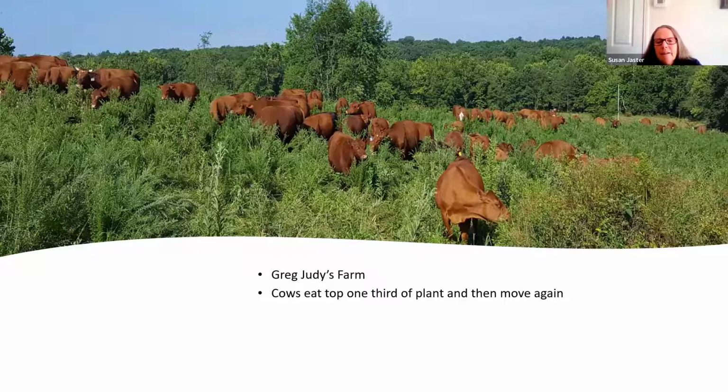As you graze, you're probably going to start with take half, leave half, but he actually grazes only the top third of the plants and then they move again. So he has quite a bit of ground. Yes, I know, and he can do that, but he has quite a bit of livestock to move over that ground. And so when you only take the top third, your plants grow back faster.